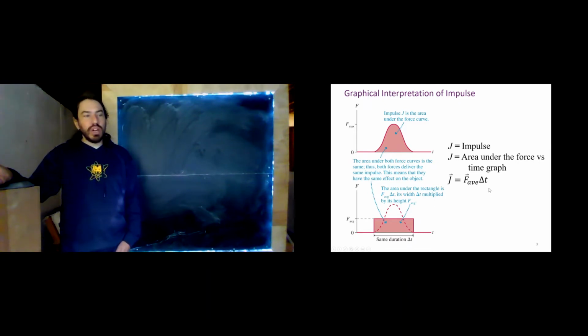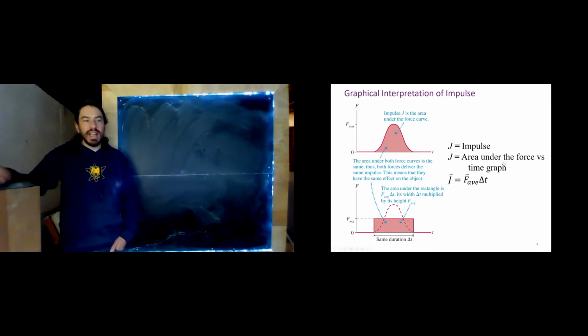Now, there are other ways to interpret that, and those of you who have had calculus will recognize the area under the force versus time graph as the integral of F dt. We're not going to do integrals in this class, that's fine, but we do need to understand impulse as the area under the force versus time graph. That's what's being represented here. This is a Gaussian shape, again, this curved shape, more realistic. The impulse is the total area under that curve.